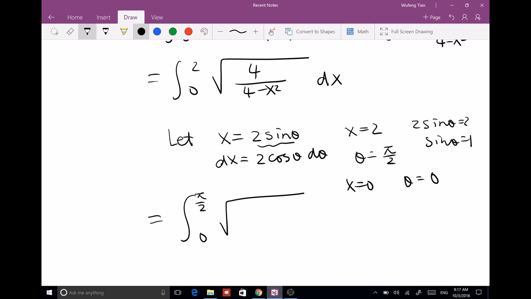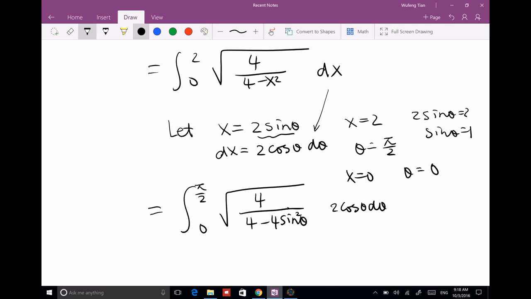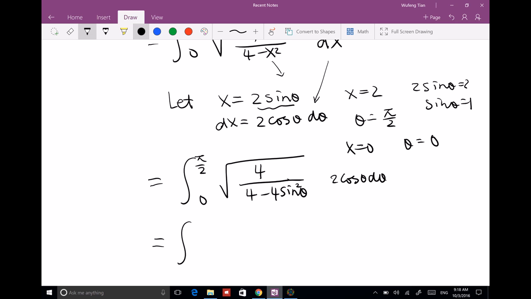The square root of 4 over 4 minus x squared, so it's 4 minus 4 sine theta squared, times dx, which is 2 cosine theta d theta. Just change all the x into theta. So now we're going to have 0 to pi over 2, and then the square root of 4 over 4 minus 4 sine theta squared.